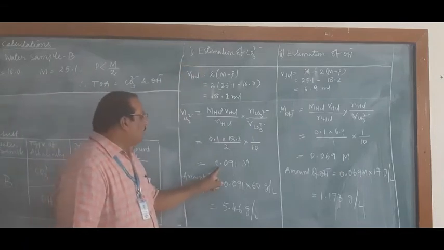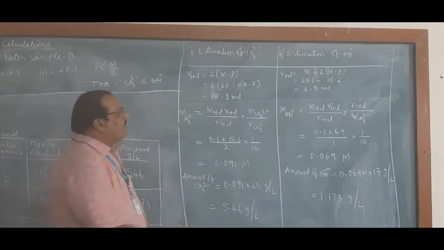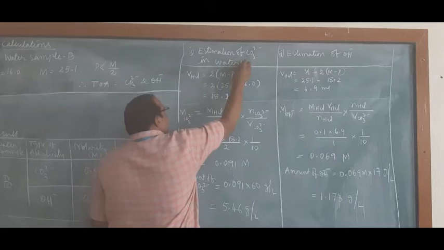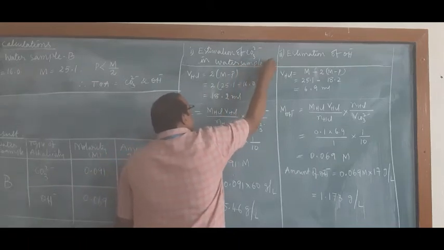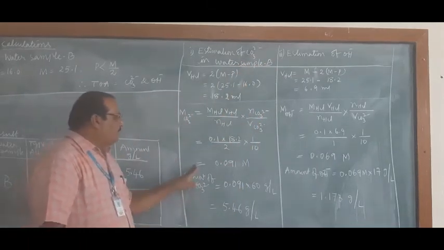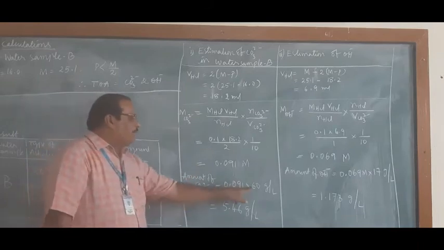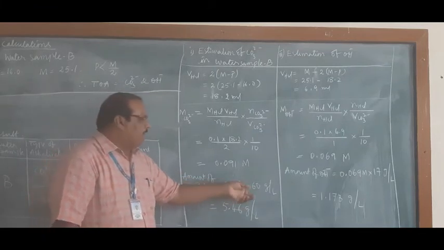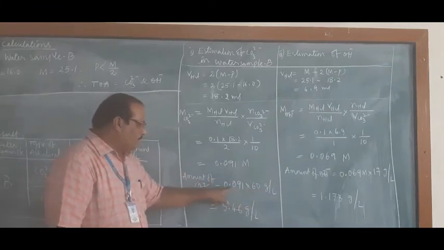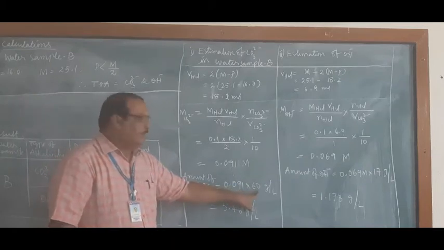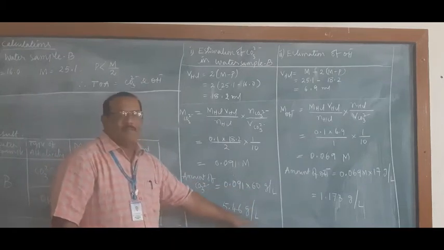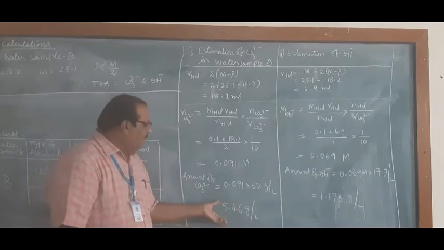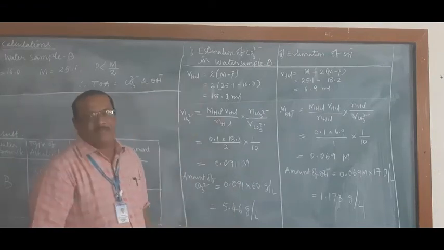that is 0.091 M in water sample B. And amount, molarity into the gram ionic weight of the carbonate, 0.091 into 60, that is 5.46 grams per liter. So in a liter of water sample B, 5.46 grams of carbonate is present.